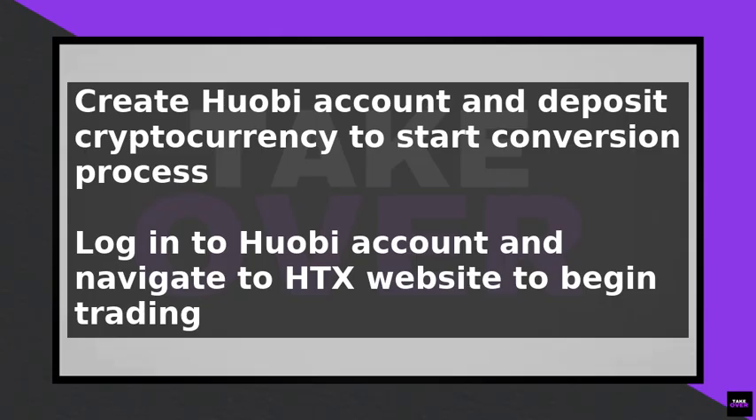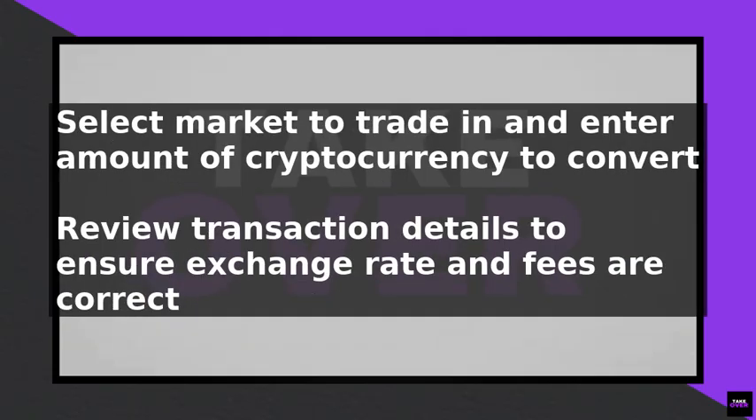From there, click on the Exchange tab and select the market you want to trade in. For example, if you want to convert Bitcoin to Ethereum, select the Bitcoin Ethereum market. Next, enter the amount of cryptocurrency you want to convert in the buy or sell box. You can choose to enter the amount in the base currency or the quote currency.